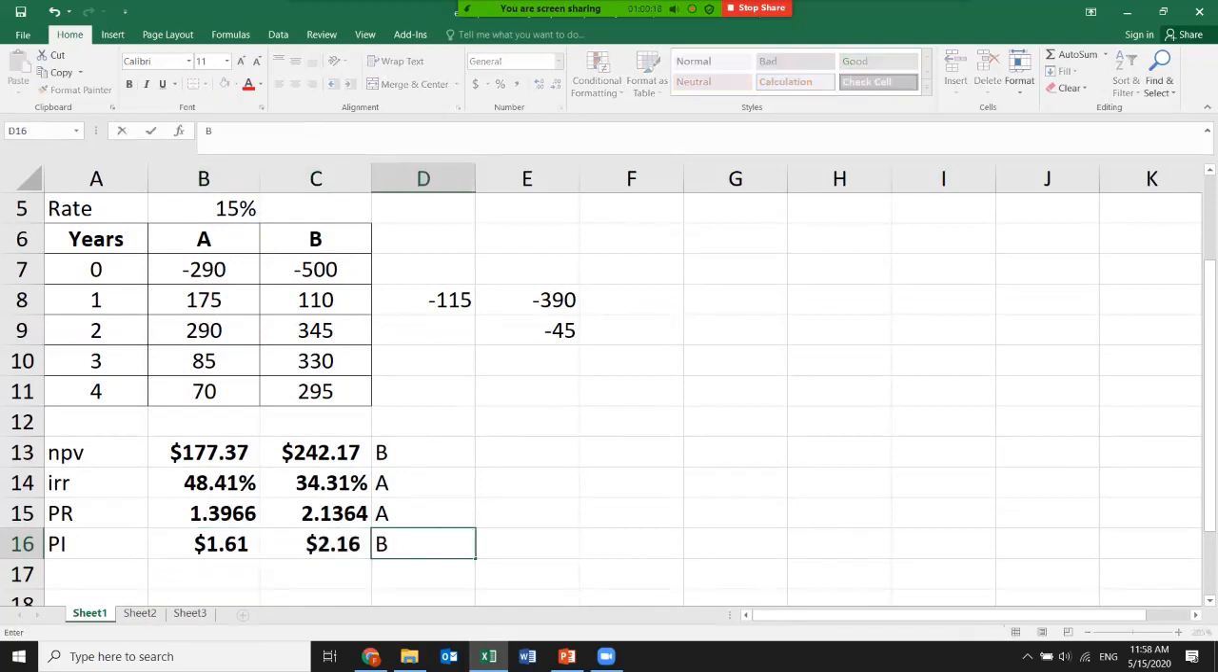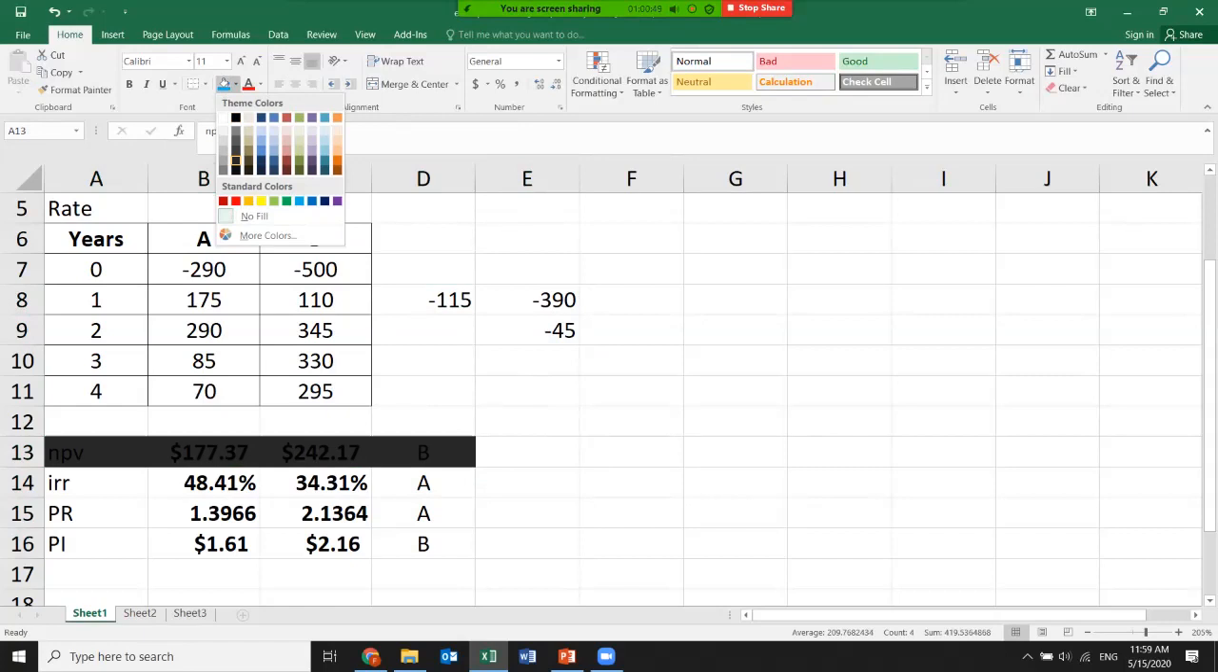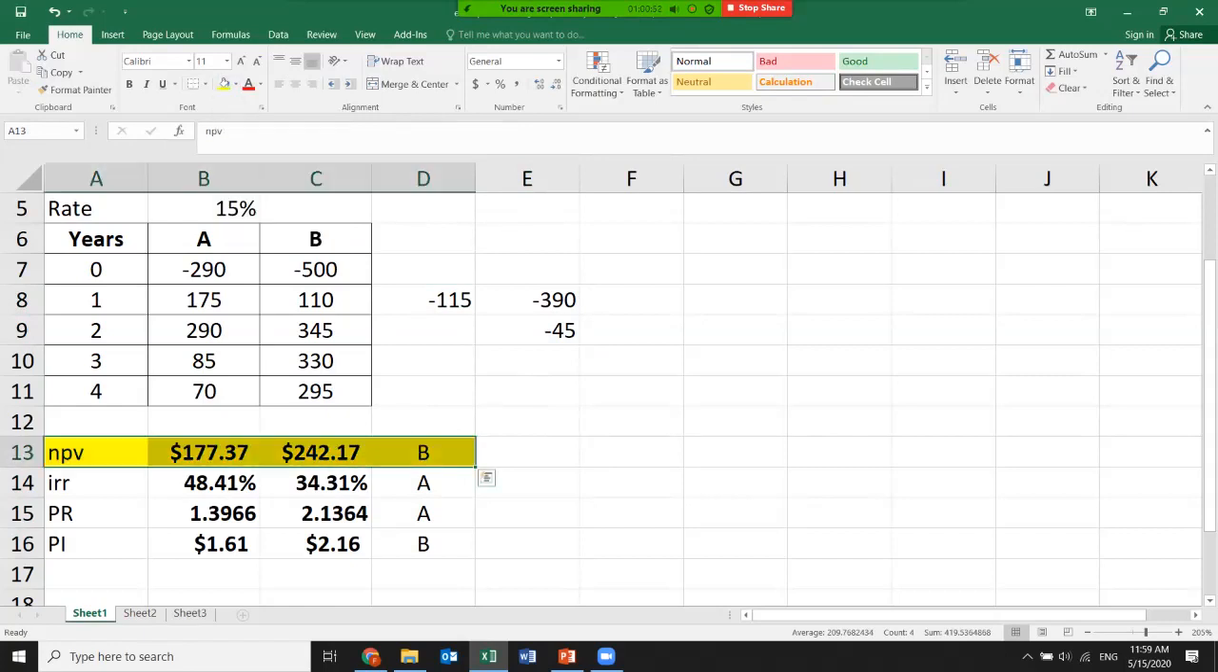So look, according to NPV, we choose B. According to IRR, we choose A. Payback rule, we choose A. But according to profitability index, we choose B. So which project to choose? B. It's still uncertain. 50-50. Because it has higher NPV. Very good. Yes, we always choose according to NPV. We always do our selection according to NPV. NPV is the best investment criteria.